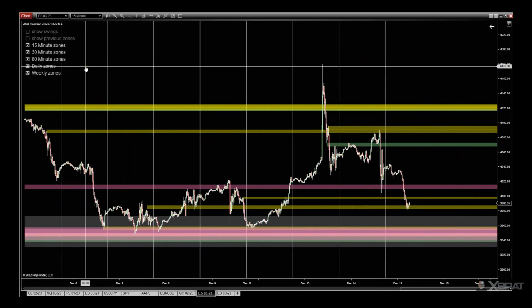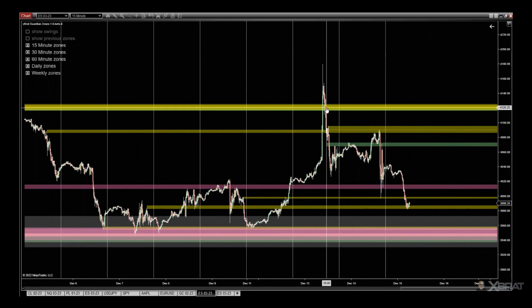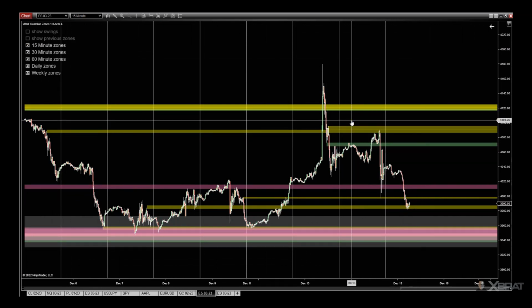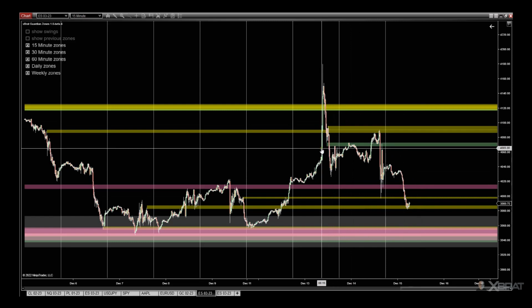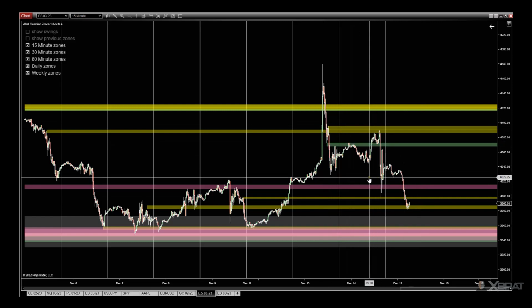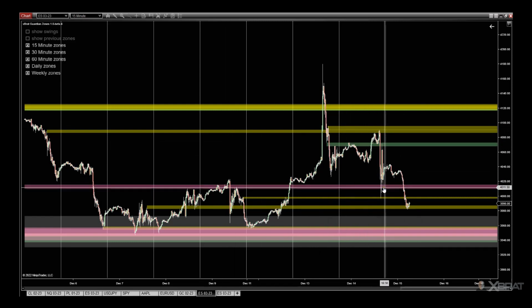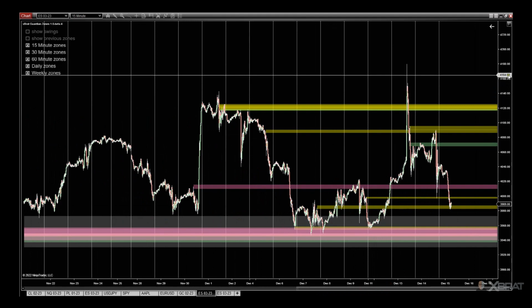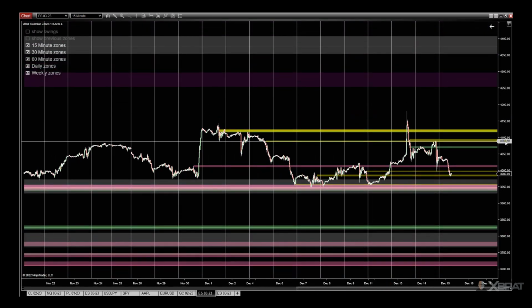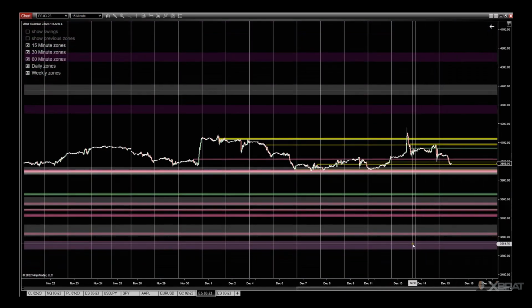We reset and everything's done now, so we start at the 15 minutes. In this case, the 15 minute time frame, because we're on it, is the yellow. The green is the 30. The pink is the 60, the grey is the daily, and the dark purple is, if there is any, down there on the weekly, down at the bottom.